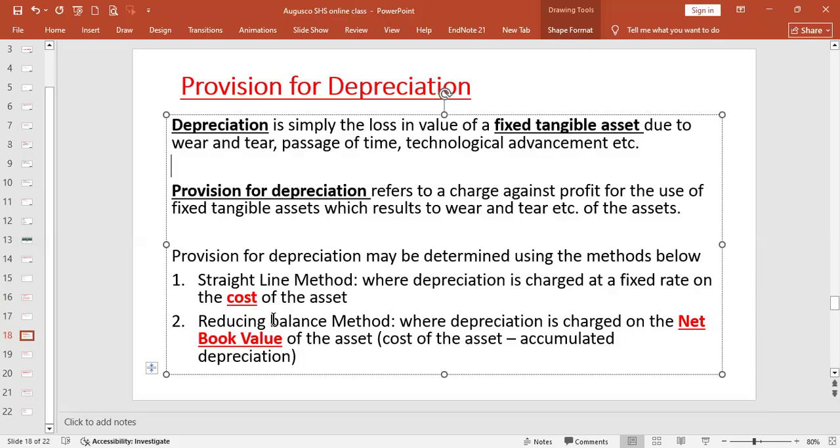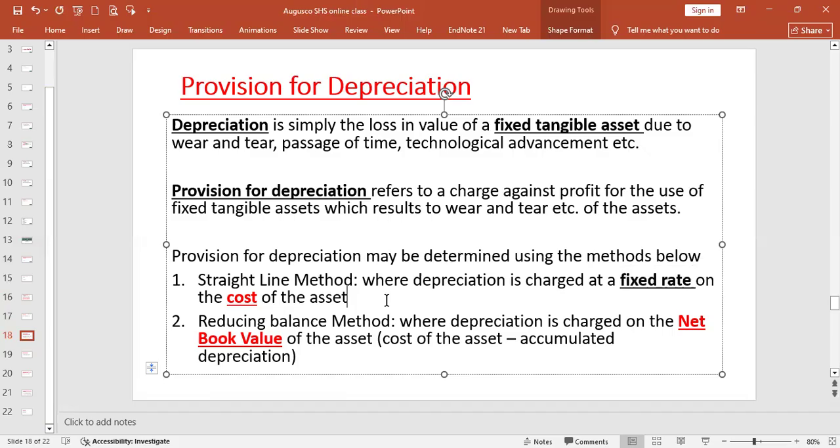The first one is the straight line method. The second one is the reducing balance method. So for now, just appreciate what these two methods mean. As we go on and we begin solving illustrations, you appreciate them better. So the straight line method here means that the depreciation is determined by multiplying a fixed rate, and again note this, a fixed rate on the cost of the asset.